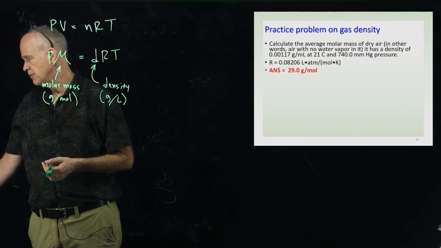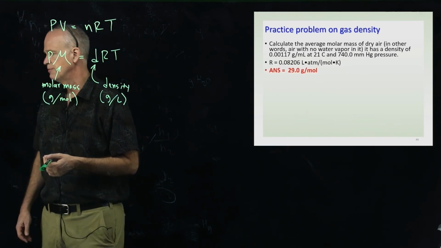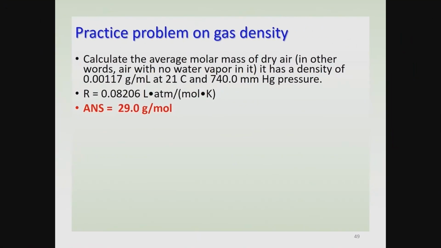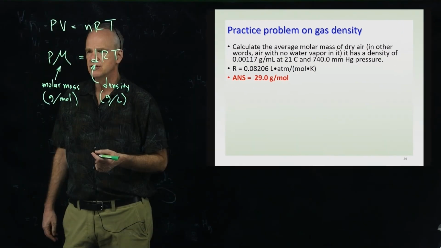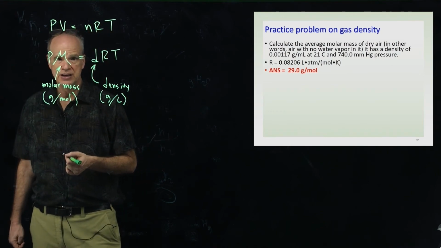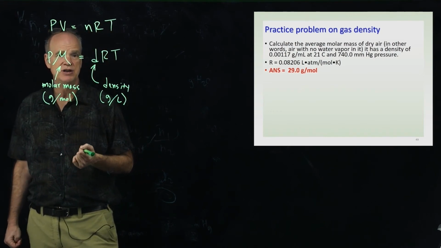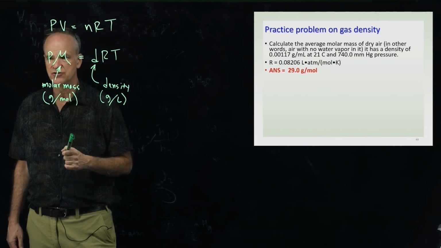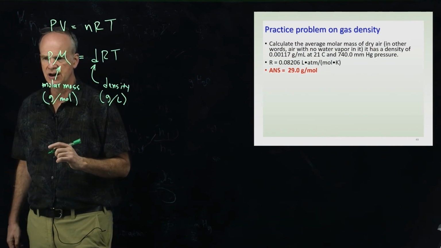So I've got a problem here. It says calculate the average molar mass of dry air, in other words, air with no water vapor in it, if it has a density of 0.0117 grams per mL at 21 degrees Celsius and 740 millimeters of mercury pressure. Essentially what we're going to try to do is find the molar mass of the gas given its density, and we know its pressure and its temperature. So let's first assign variables and see where we're at.